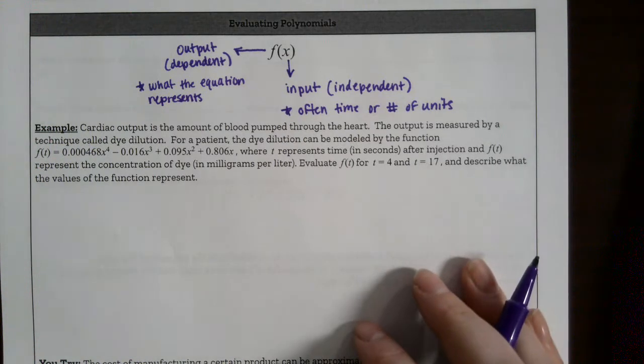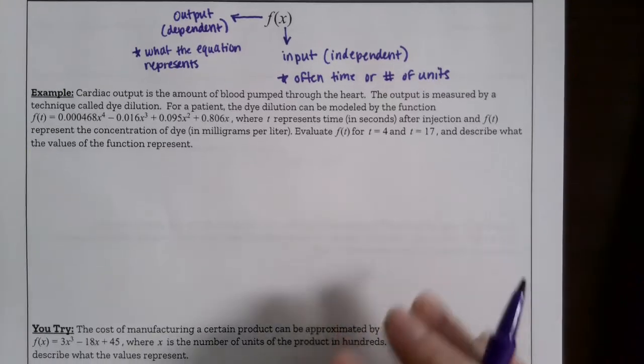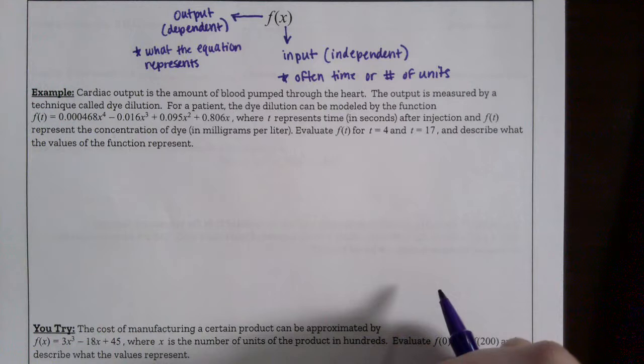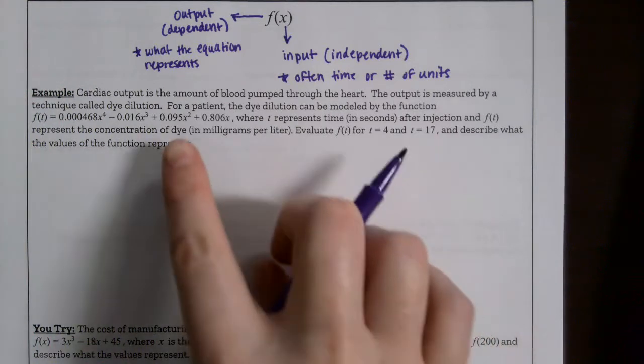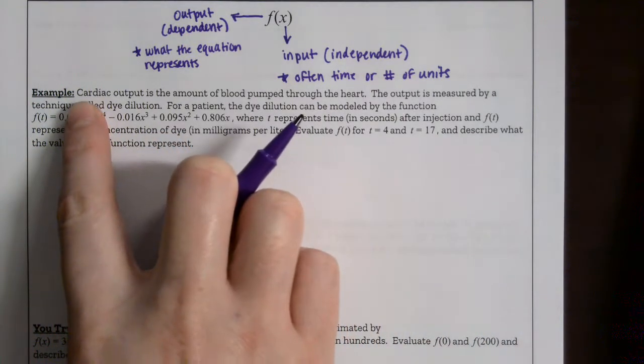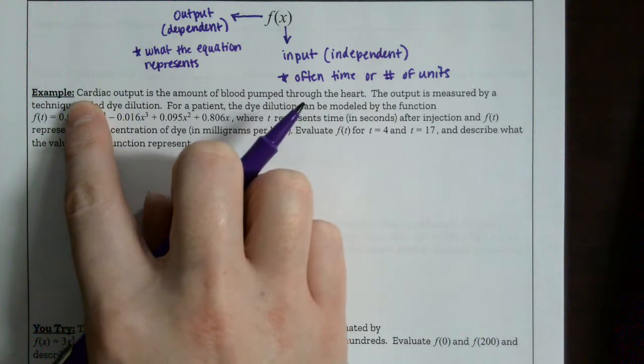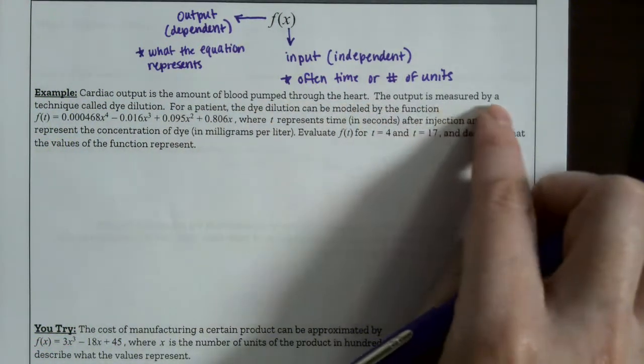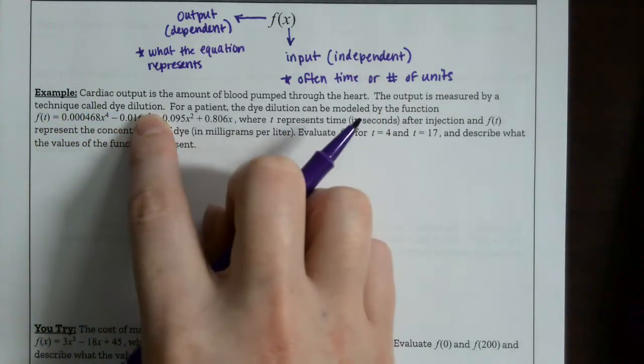So now these are all going to be story problems, and you're going to be asked to find and evaluate certain points and then interpret them with the context. So I'm just going to read this story out loud, and then we'll talk about what this means. It says cardiac output is the amount of blood pumped through the heart. The output is measured by a technique called dye dilution.